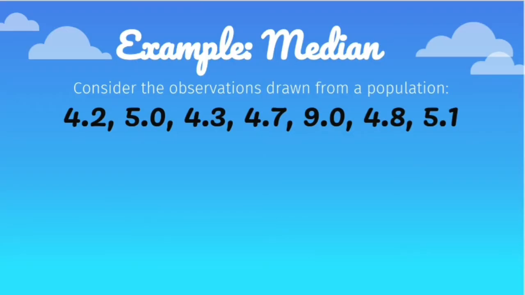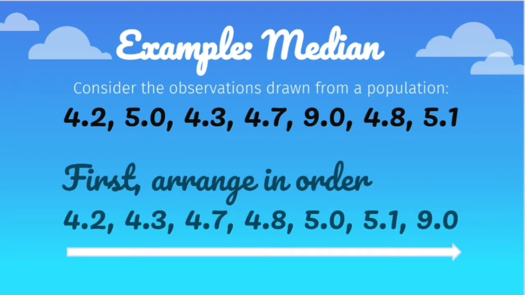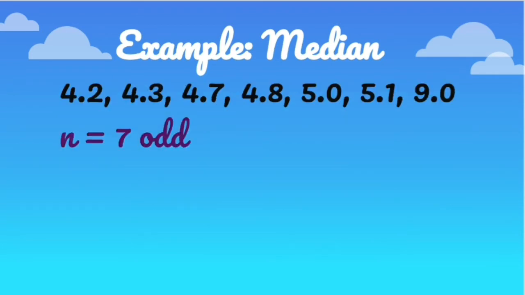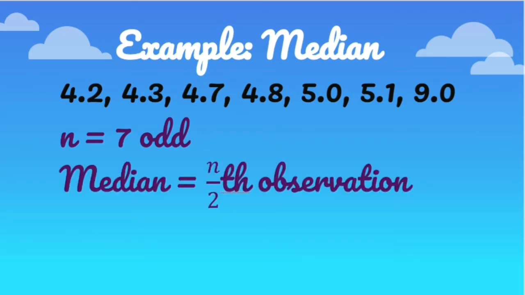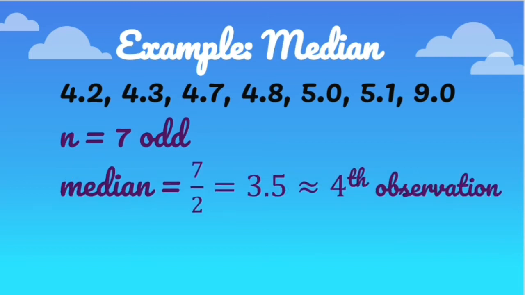Let's try this example. So first thing you have to do is arrange the numbers in order. We have 7 observations, which is odd. That would mean that our median is the n over 2 observation. So, solving, 7 divided by 2 is equal to 3.5. So, round it up. Our median would be the 4th observation. And the 4th observation would be the 4.8. So, our median is 4.8.